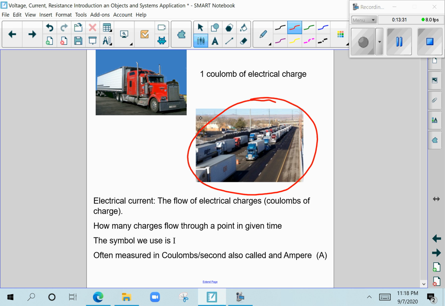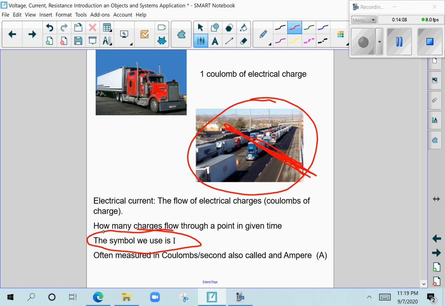We define traffic rate as the number of cars or trucks that pass through a given point in a given time frame. For us, electrical current will be the number of charges or coulombs that flow through a point, such as this line, in a second. The symbol that we use for electrical current is the letter I. You may complain, I always do. It doesn't make any sense why we use letter I, because if you take a look at how we spell current, even I don't spell current with the letter I. And you have by now noticed how well I can spell.